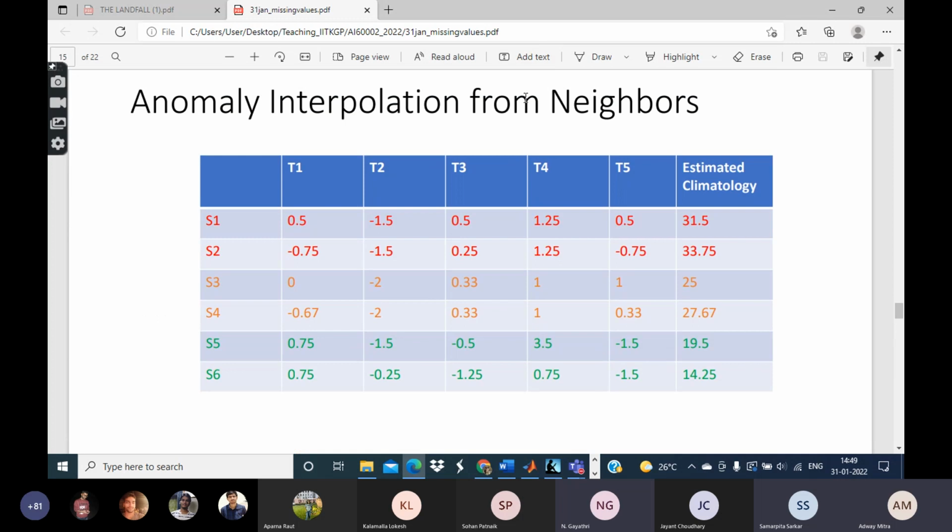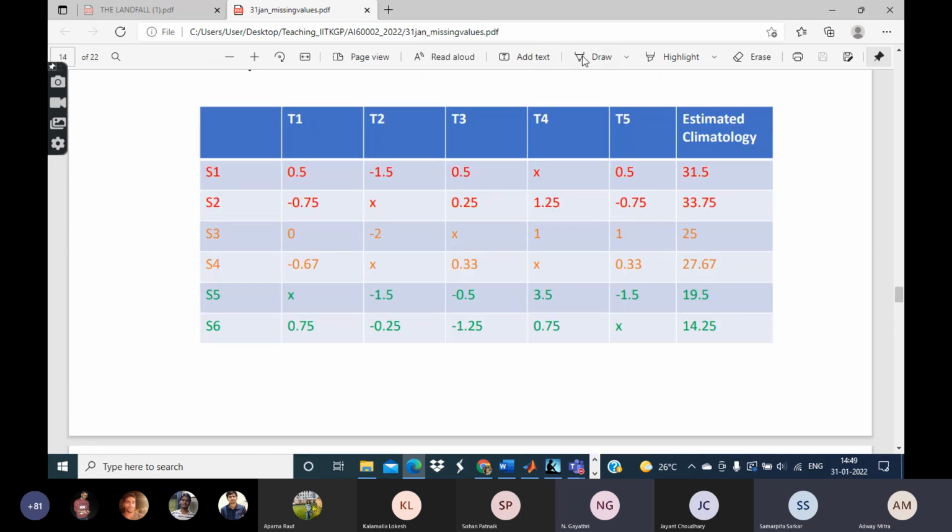Let us say this is x. Here, if you consider the spatial difference between here and there, it's x minus 1.25. Let's take the absolute value of this. Then let us take the temporal difference between this and this. That is x minus 0.5, and here also it's the same difference, x minus 0.5.